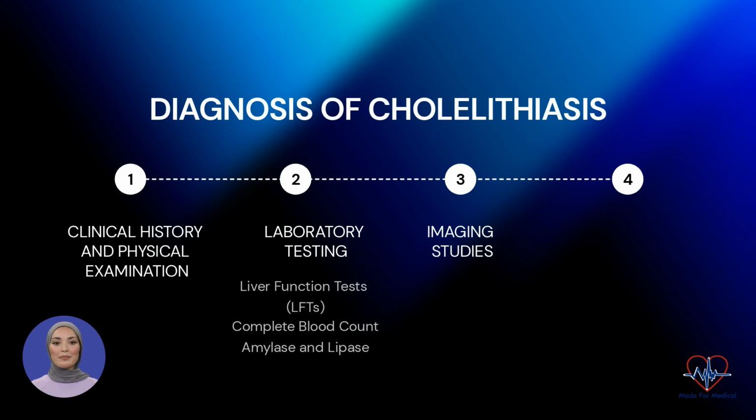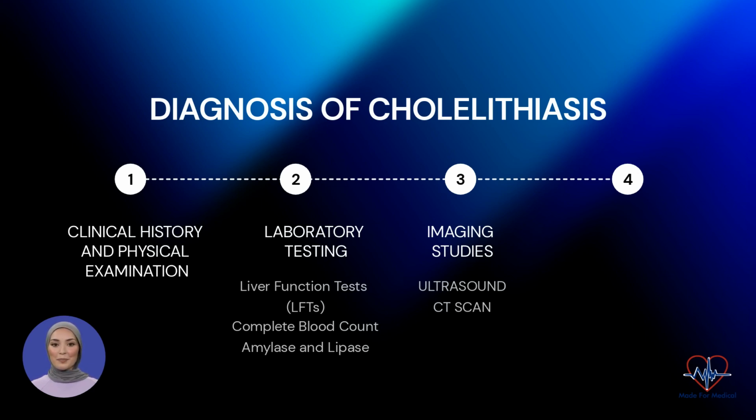Imaging studies. Ultrasound. Abdominal ultrasound is the primary imaging modality for diagnosing cholelithiasis. It can detect the presence of gallstones, assess gallbladder wall thickness, and evaluate for complications such as gallbladder inflammation or dilated bile ducts.